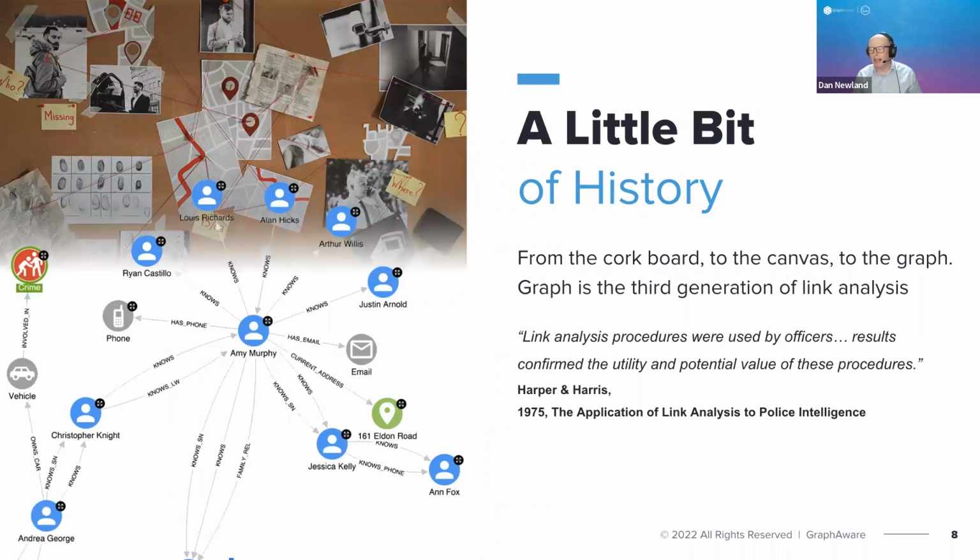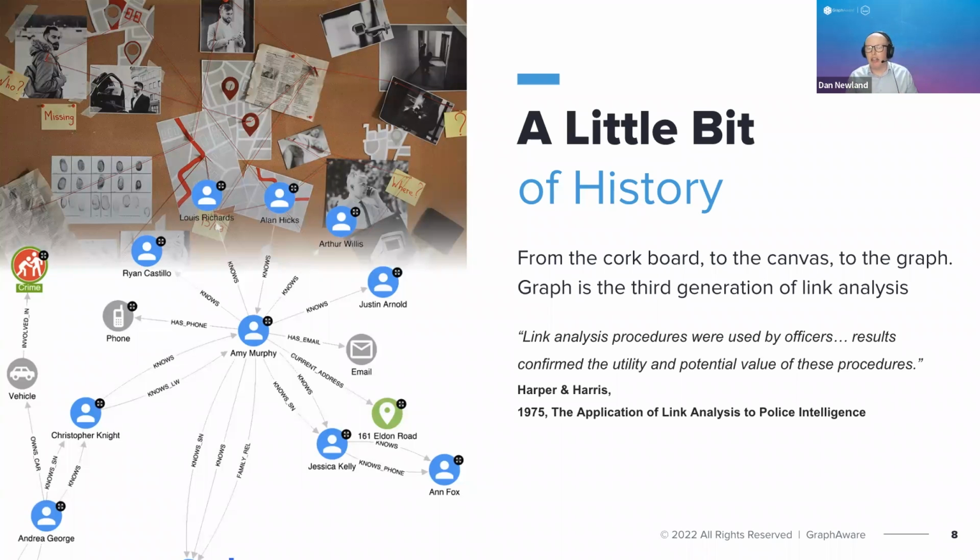Link analysis is not something that's new to intelligence analysis. The earliest recorded thing that I could find on the internet was from 1975, a paper published in 1975 that said link analysis procedures were used by officers and the results confirm the utility and potential value of these procedures. But in truth, link analysis has been conducted in intelligence and law enforcement for decades. We've come from the corkboard, like we can see in the image there, with the string and the pins attached to images and to notes, to the canvas.